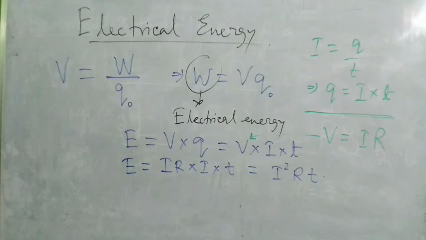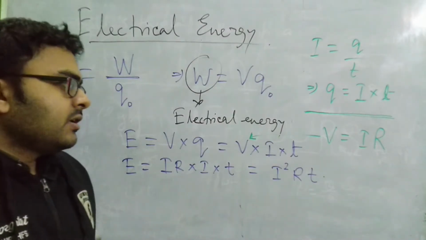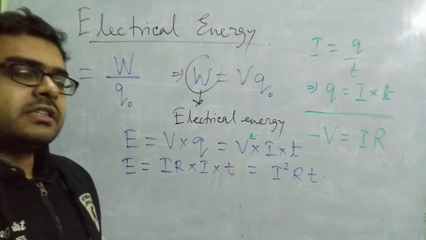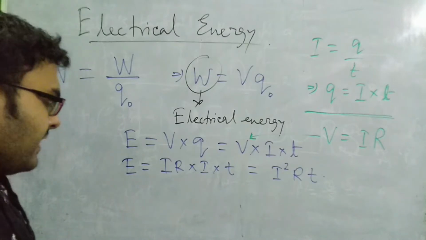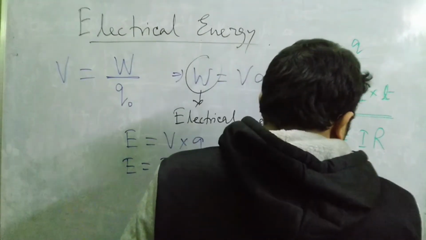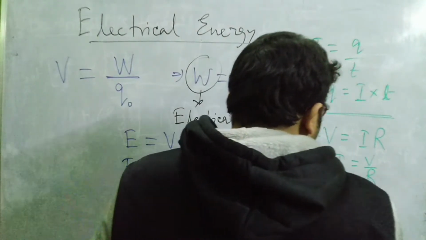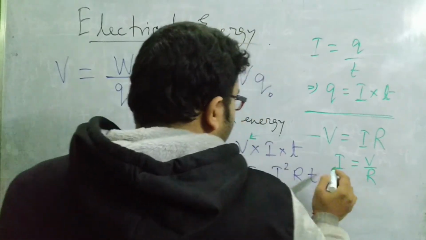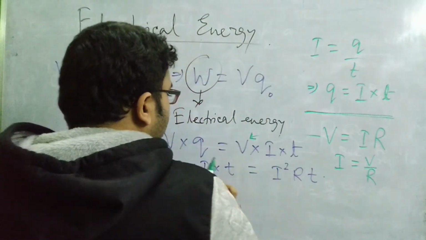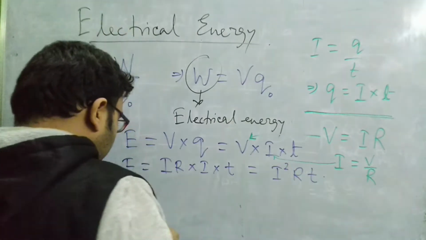So this is the second expression by which you can calculate the electrical energy if you know the current and the resistance. Okay, and again, from this very Ohm's law, I is equal to V by R, isn't it? If I substitute this value of current here, instead of substituting the value of the voltage, what will I get?